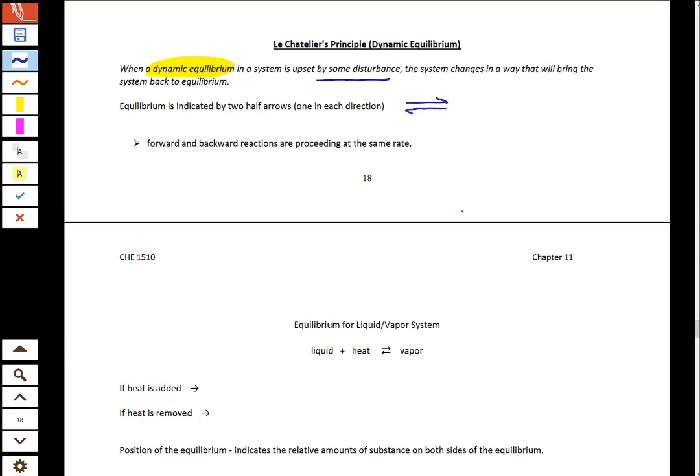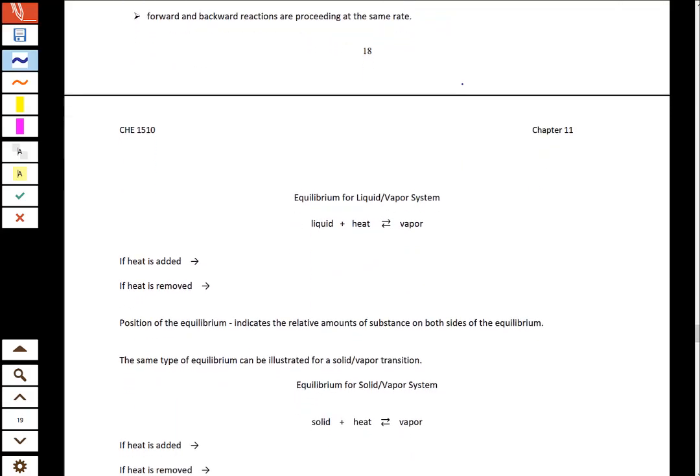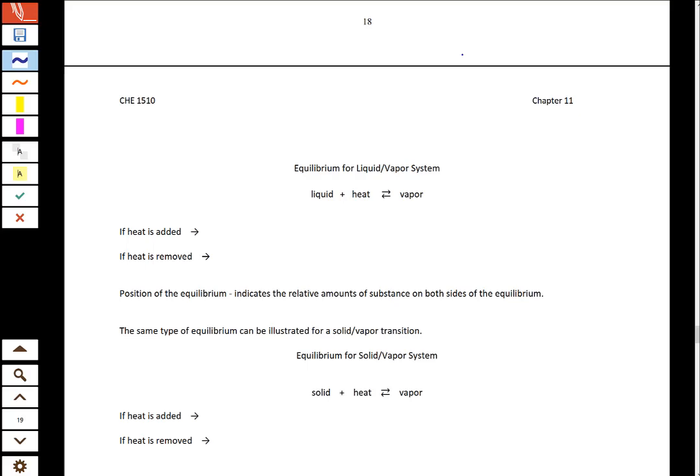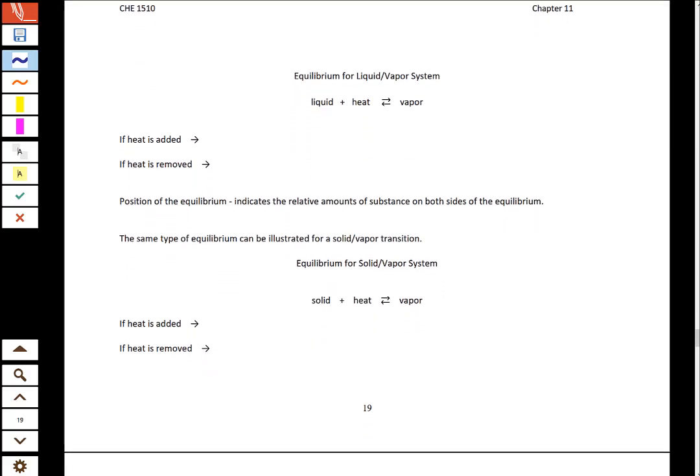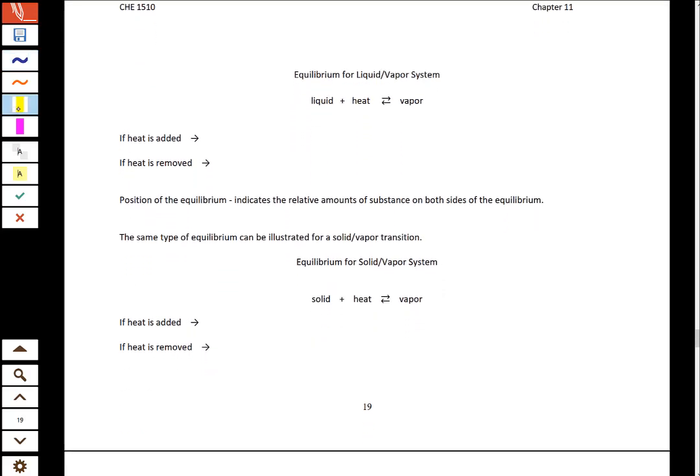So we can have equilibrium with respect to phases. Here is a little equation for equilibrium between liquid and vapor. If you start with a liquid, obviously you need to add heat to make that turn into vapor. Imagine you have a pot of water on the stove. If you don't turn on the stove, it's never going to boil, right? So you had to add heat.